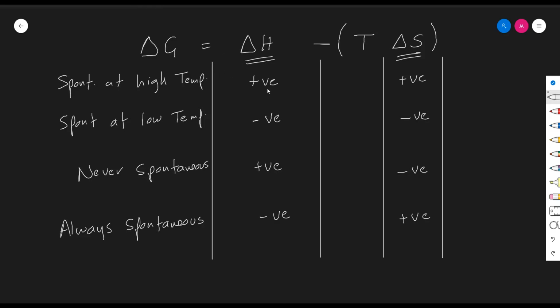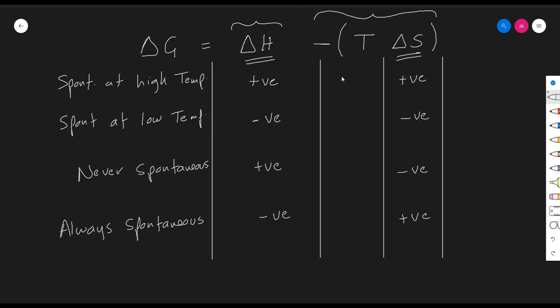Let's consider the first example in which the enthalpy change is positive, while the entropy change of the reaction is also positive. In this case, you should consider the overall sign of the enthalpy change of the reaction, as well as the overall sign of this multiplication product of temperature multiplied by the entropy change, taking into account the negative sign over here.